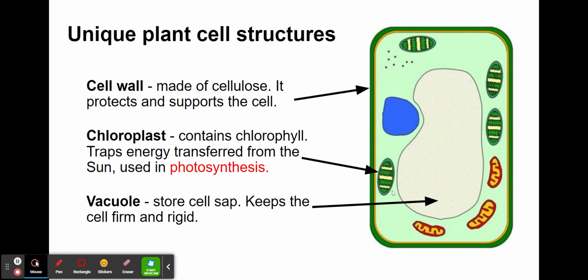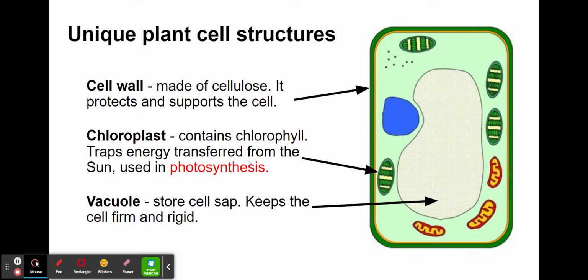The circular green structures within the cytoplasm, these are called chloroplasts, and they contain something called chlorophyll. And chlorophyll is a chemical inside the chloroplast which helps trap the light energy from the sun, and it's used in a reaction called photosynthesis. And photosynthesis only happens in plant cells because, as we saw before, animal cells do not contain chloroplasts.